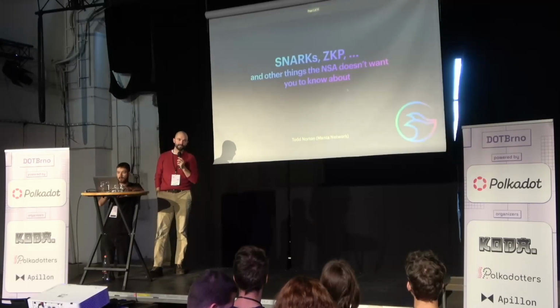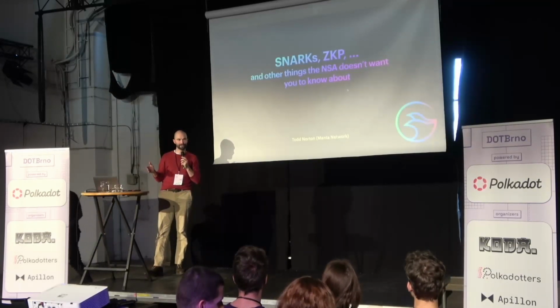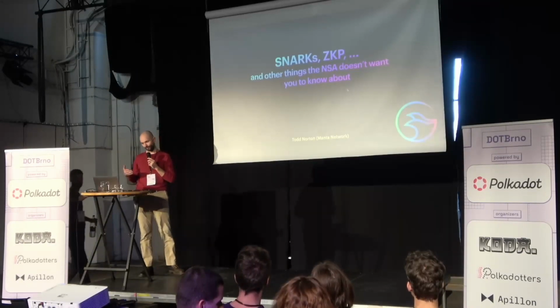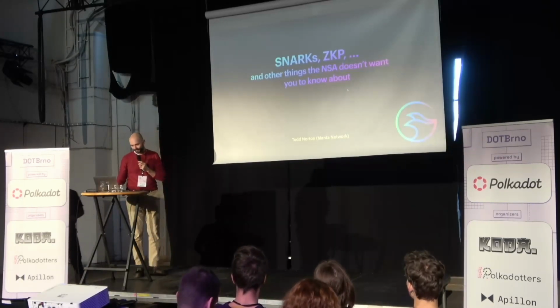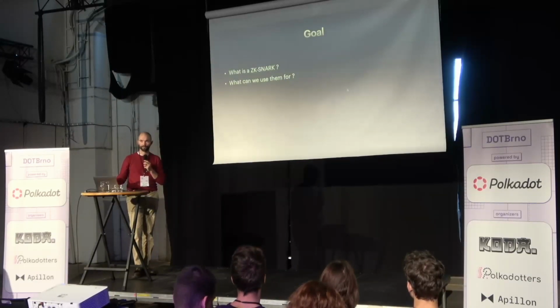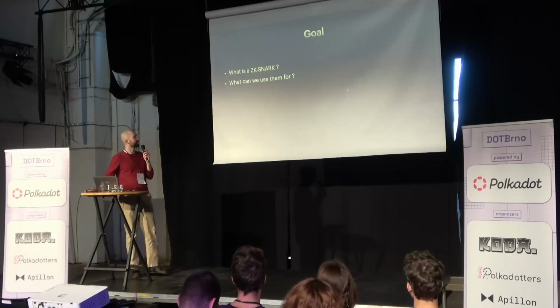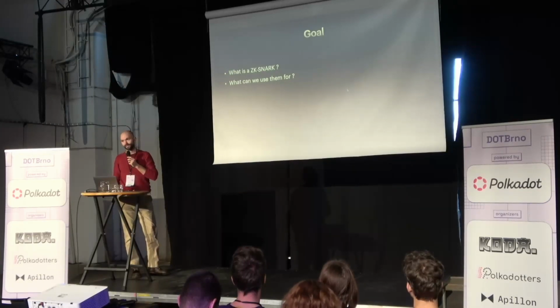So ZKP and ZK SNARK, these are letters that we see all over the place, right? Whenever we start talking about on-chain privacy, these letters start popping up. And I think there's a lack of good resources that explain what they are in a non-technical way. So that's basically the goal for today's talk, to give a friendly introduction to what a ZK SNARK is. I promise that I will not use any math.